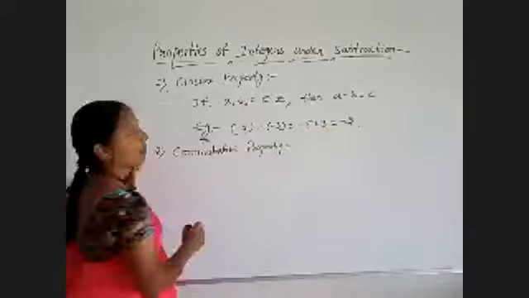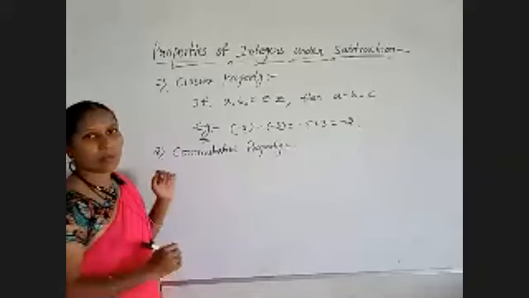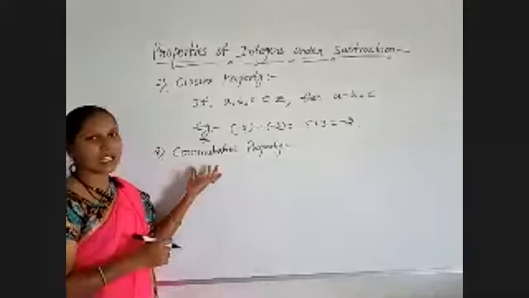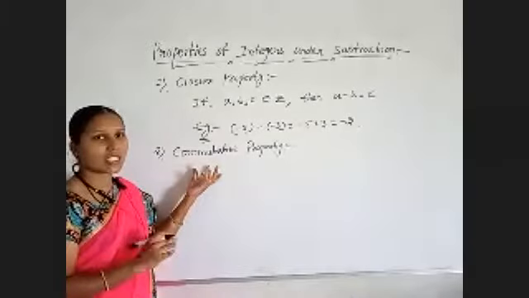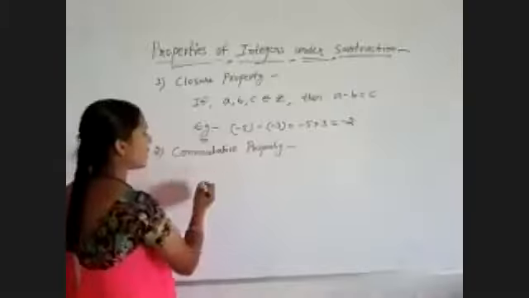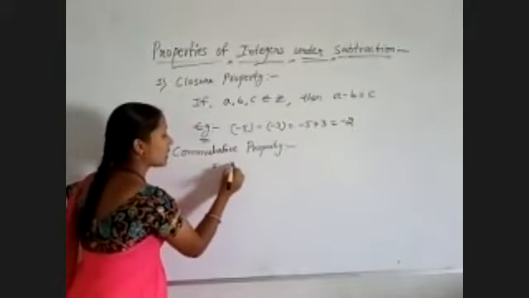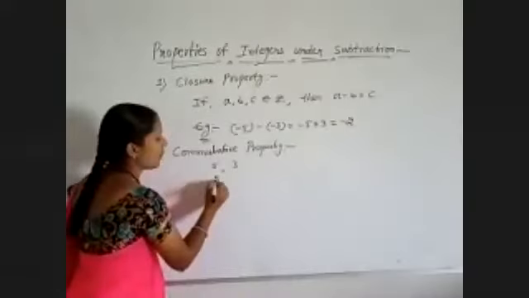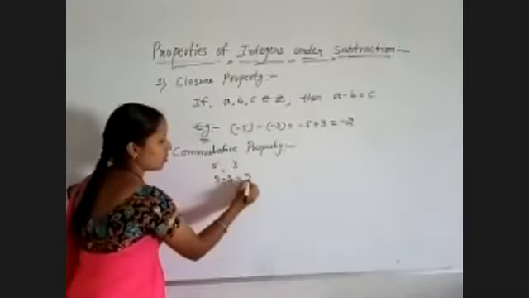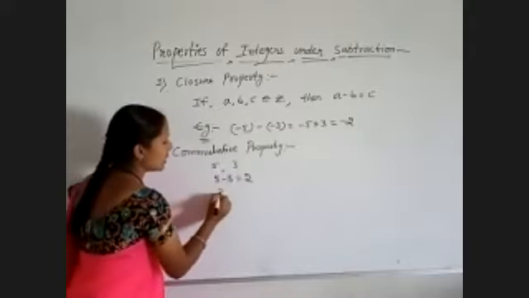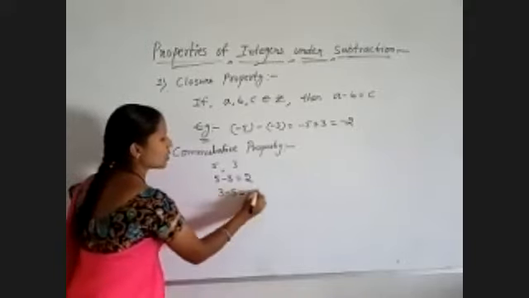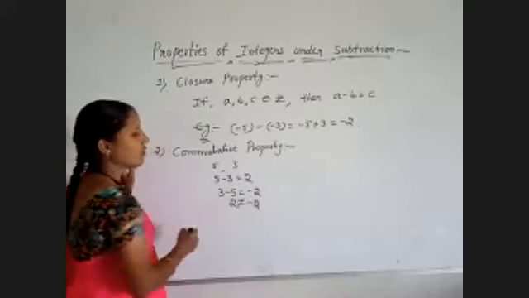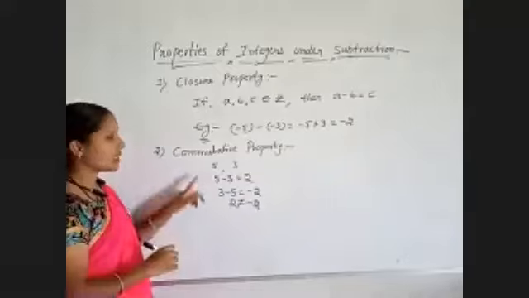Commutative property. According to the commutative property, if we are performing any mathematical operation, we check by interchanging the numbers. Take the example 5 and 3, positive integers only first. Observe: 5 minus 3 is equal to 2, and 3 minus 5 is equal to minus 2. 2 is not equal to minus 2. That means in case of positive integers, it will not be satisfied.